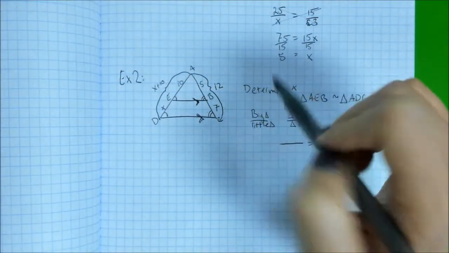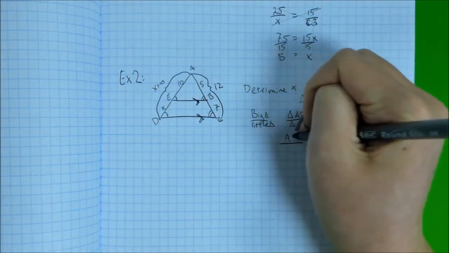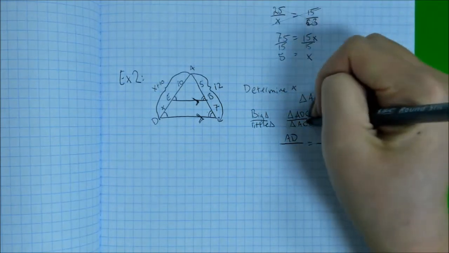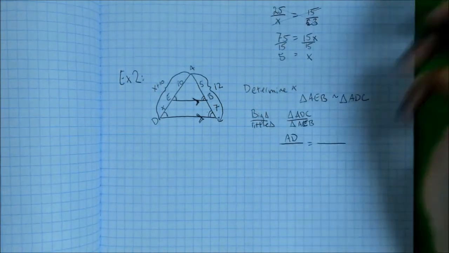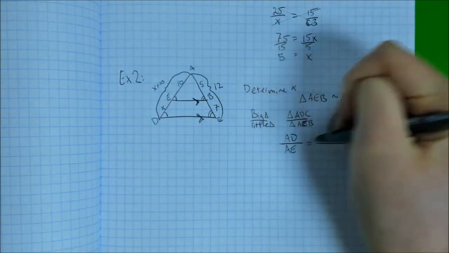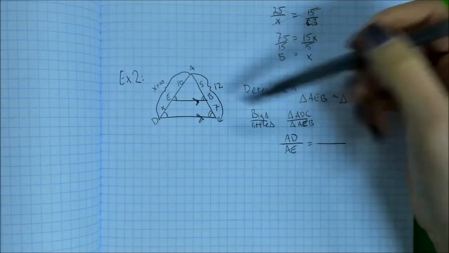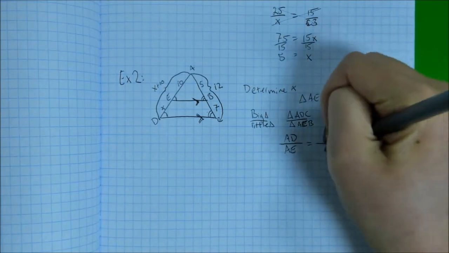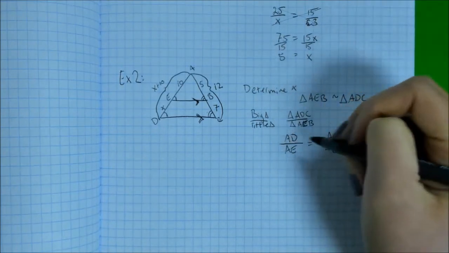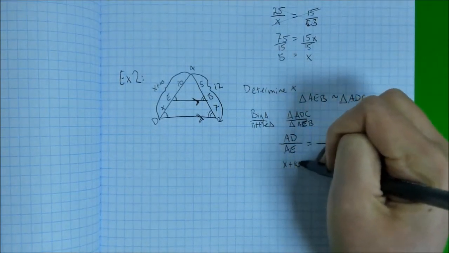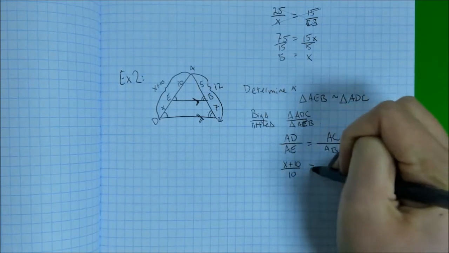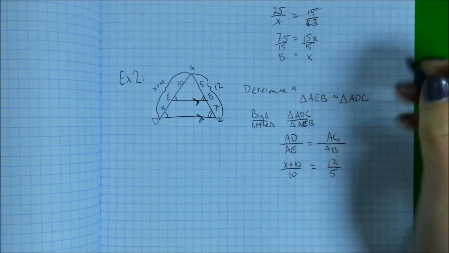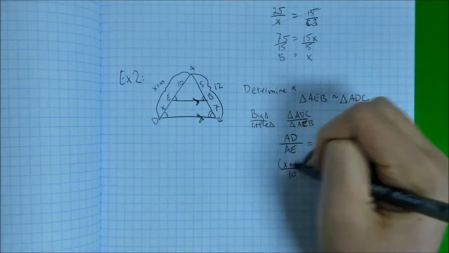So AD is part of my big triangle, and AD corresponds with AE. And then the other side that I know about, again, the big triangle would be AC, and that corresponds with AB, the smaller triangle. So I'm going to fill in my parts. And again, I'm going to cross multiply.